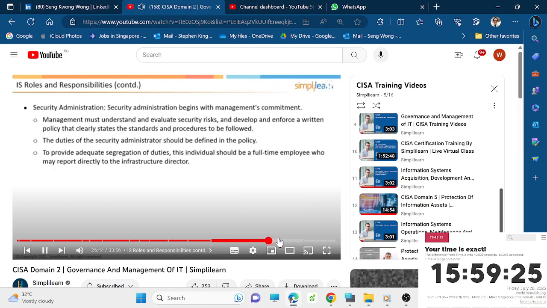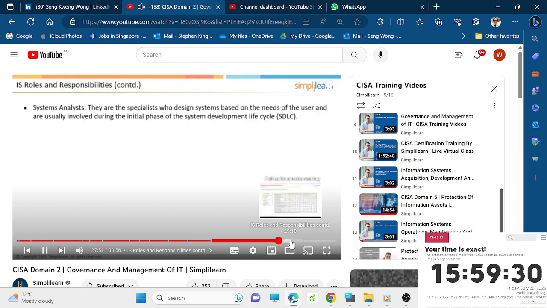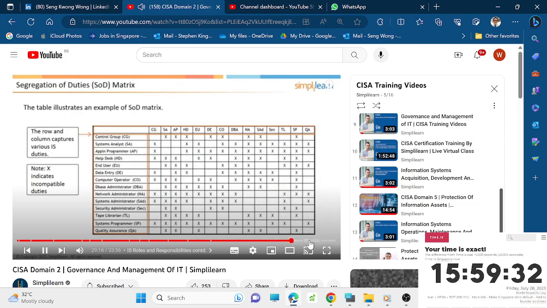This individual should be a full-time employee who may report directly to the infrastructure. Security for one individual should not perform this role. For example, an individual with the role of a control group, CG, should not be a system analyst, SA. A system analyst should also not perform the role of a quality assurance person. It is recommended to take a look at this matrix, as it is important for a CISA candidate. You will attempt a question to test your knowledge in the next screen.